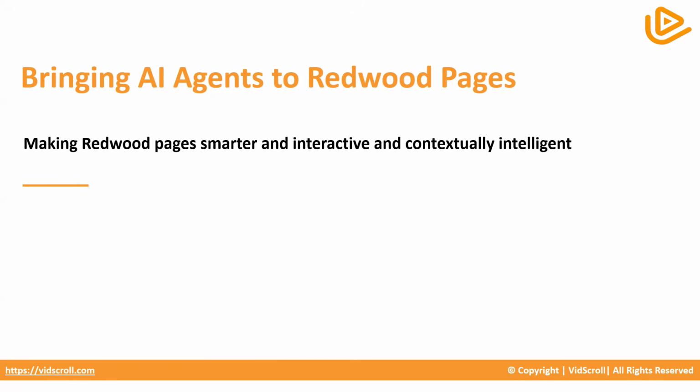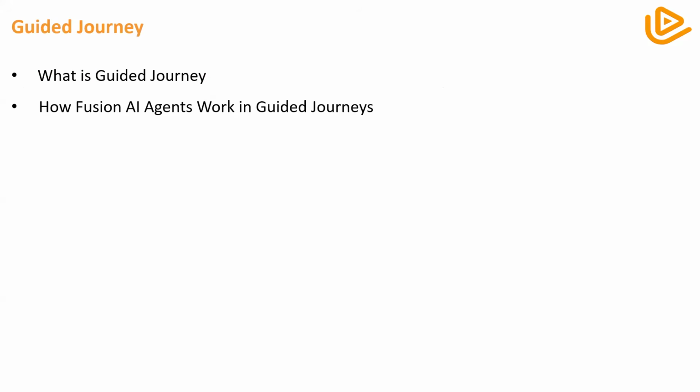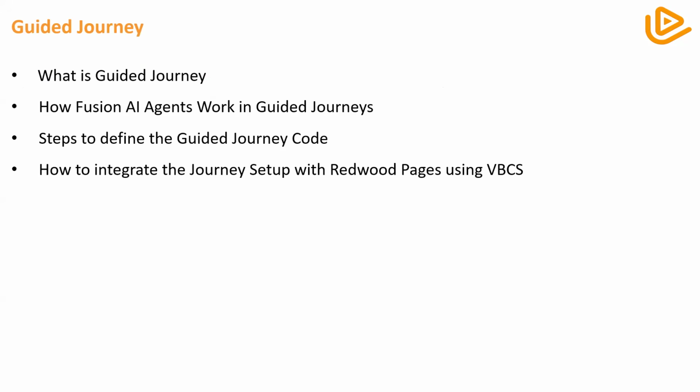Making Redwood pages smarter, interactive and contextually intelligent is what AI agents integrated on Redwood pages do. For this, the tool that we need is guided journey, for the integration of the AI agent that we have built using AI Agent Studio. In this video, we are going to learn what a guided journey is, how Fusion AI agents work in guided journeys, steps to define the guided journey code, how to integrate this journey setup with the Redwood pages by using the VBCS, and finally, access the agent on the standard Ask Oracle page.